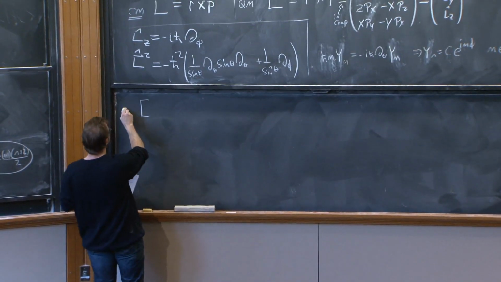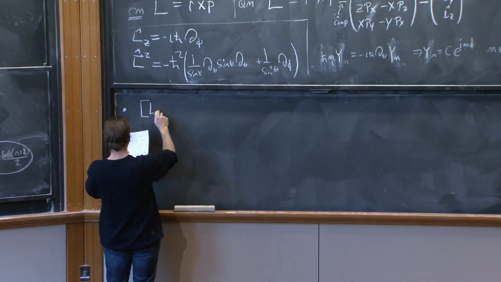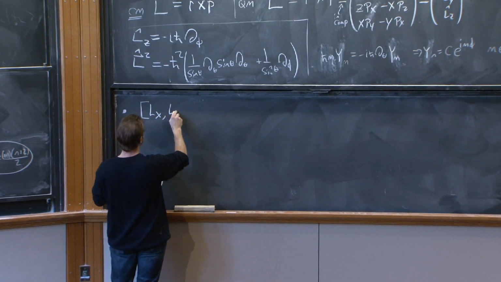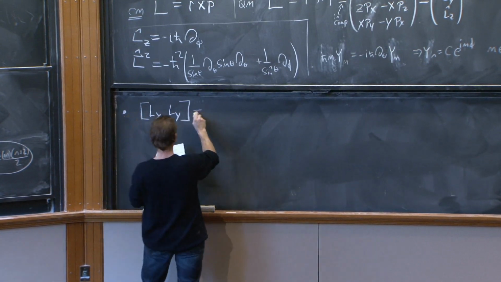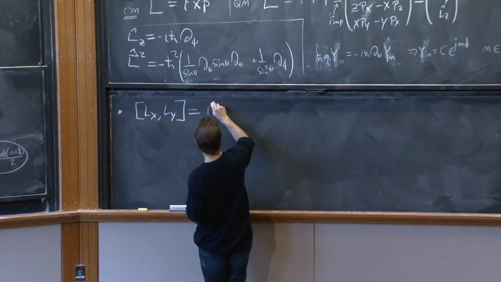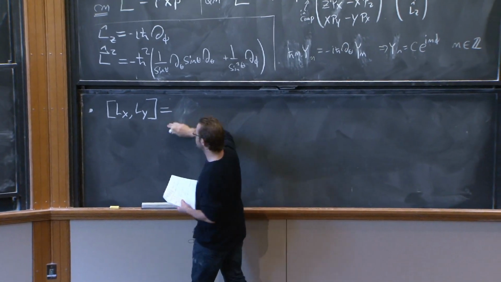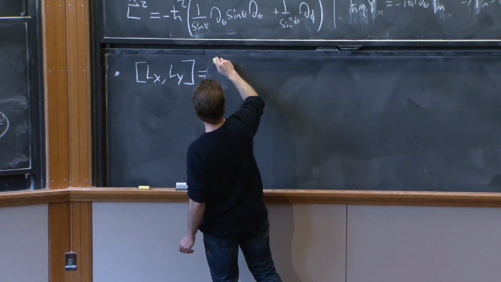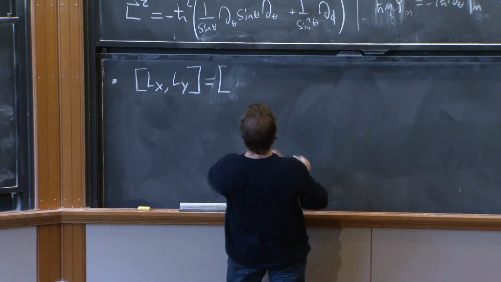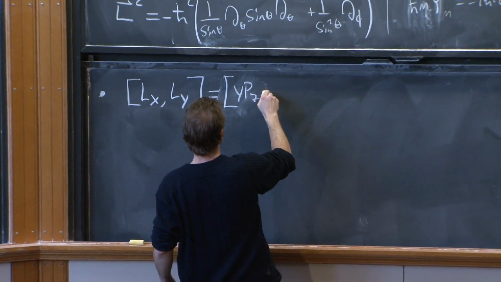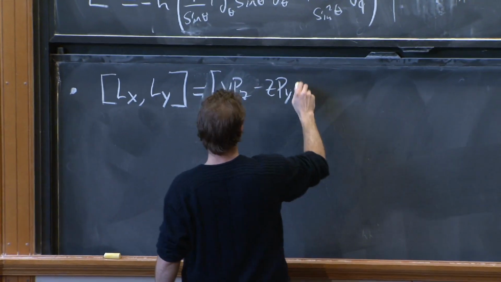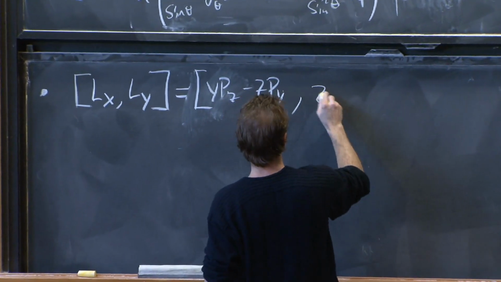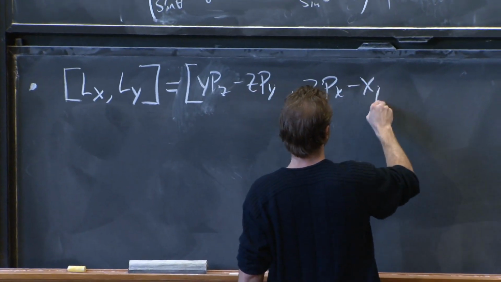Something you're going to show in your problem set is the following. The commutator of Lx with Ly takes a really simple form. This is equal to i h bar. Well, let's just do this out. Let's do this commutator. So Lx with Ly is equal to the commutator of y pz minus z py with z px minus x pz.